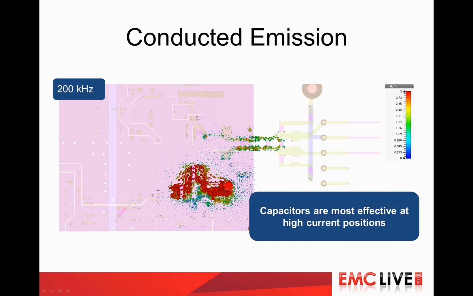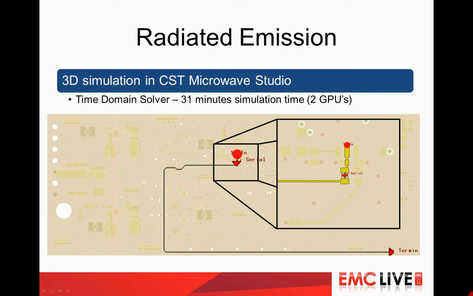Here's an example on the same board on another part for the simulation of radiated emission. Here I have used the time domain solver, accelerating it with 2 NVIDIA GPUs, which gives me a nice speed up, and running the simulation takes just 31 minutes. You can see that in this particular model there are only 3 ports. So this is why the time domain solver is again efficient, because it's broadband with a lower port count.